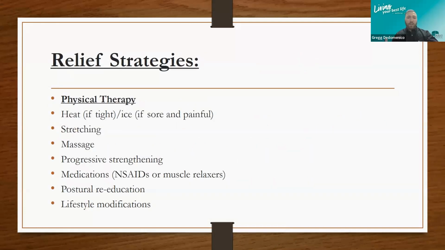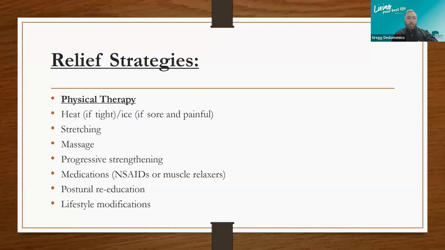Some relief strategies to consider. Obviously, as a doctor of physical therapy, I'm going to advocate for physical therapy, but there are some things you can use at home, such as heat or ice. Heat if these muscles are tight, and ice if they are sore and painful. I do go into this a little bit more in depth towards the end of the presentation, so I'm going to avoid doing that now.